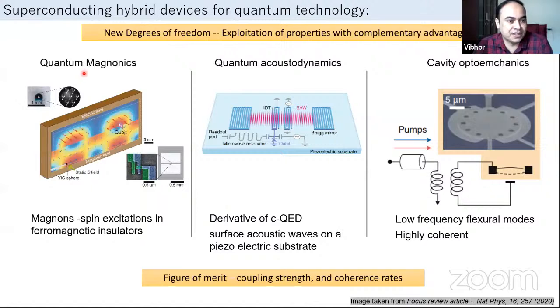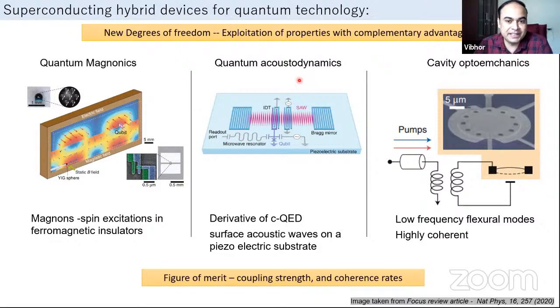One is dubbed quantum magnonics. Here you have the circuit QED platform in a 3D architecture, and you can bring in ferromagnetic insulators and their spin excitations, which are called magnons, and study the interaction between magnons and single excitations of the qubit. Due to the high frequency of these magnons, you can have a quantum coherent exchange of excitation from the spin degree of freedom to the excitation in the qubit.